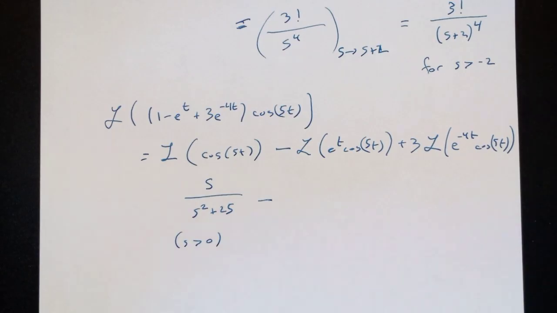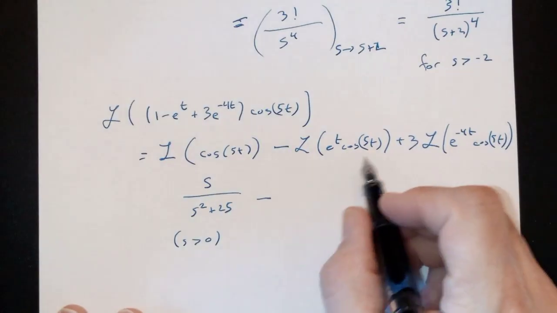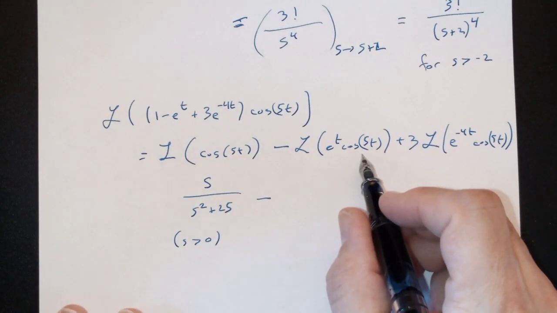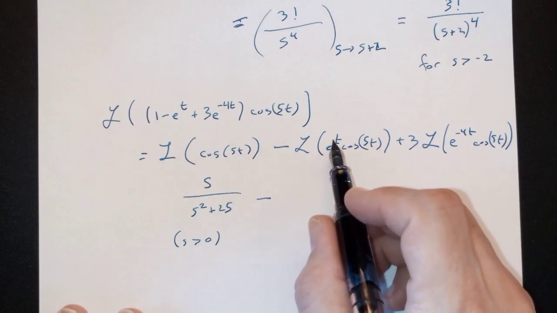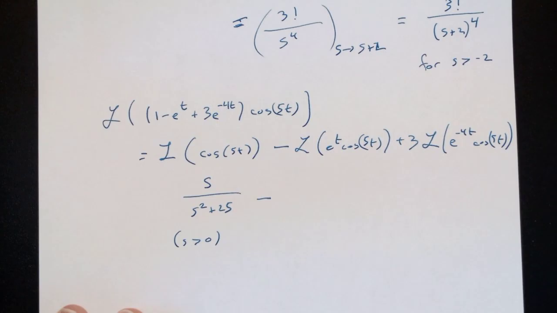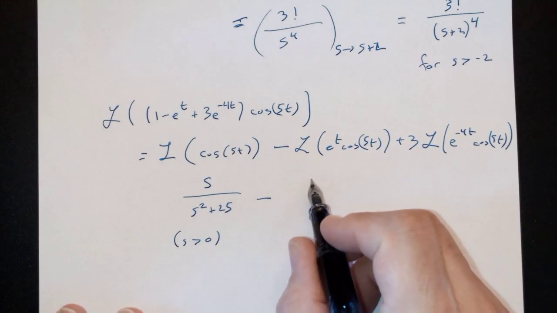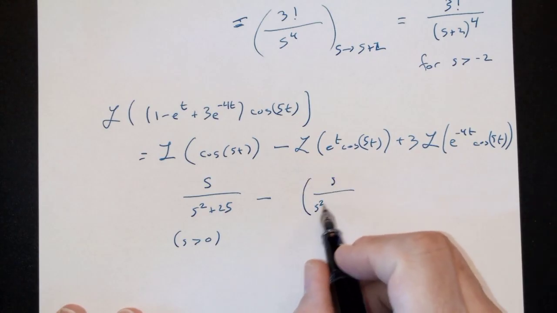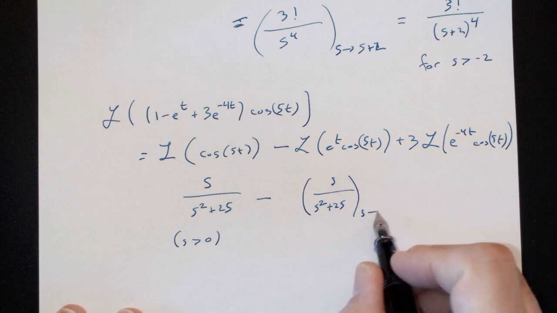Minus. What does that e to the t do? Except it's multiplied by something else, right? So what do I do when the e to the thing is multiplied? I take the Laplace transform for cosine of 5t, but I shift it, in this case by e to the 1t. So I'm going to do s to s minus 1. This is going to be s over s squared plus 25, but it's going to get shifted.